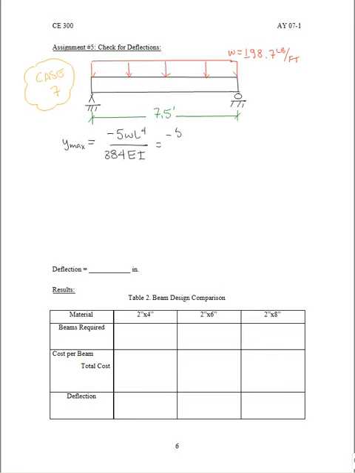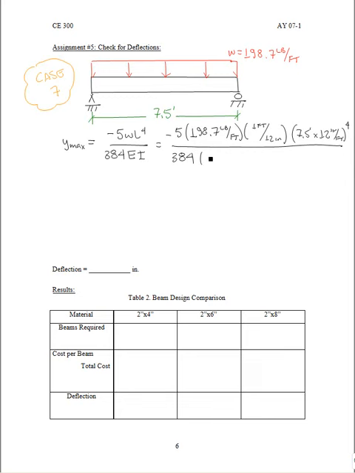Substituting in our values, minus 5, 198.7 pounds per foot. Knowing that we expect our deflection to be in inches, we'll convert the feet to inches. And our length, 7.5 feet, we'll convert that to inches as well. And that term is raised to the fourth power. That's the numerator. The denominator, 384.